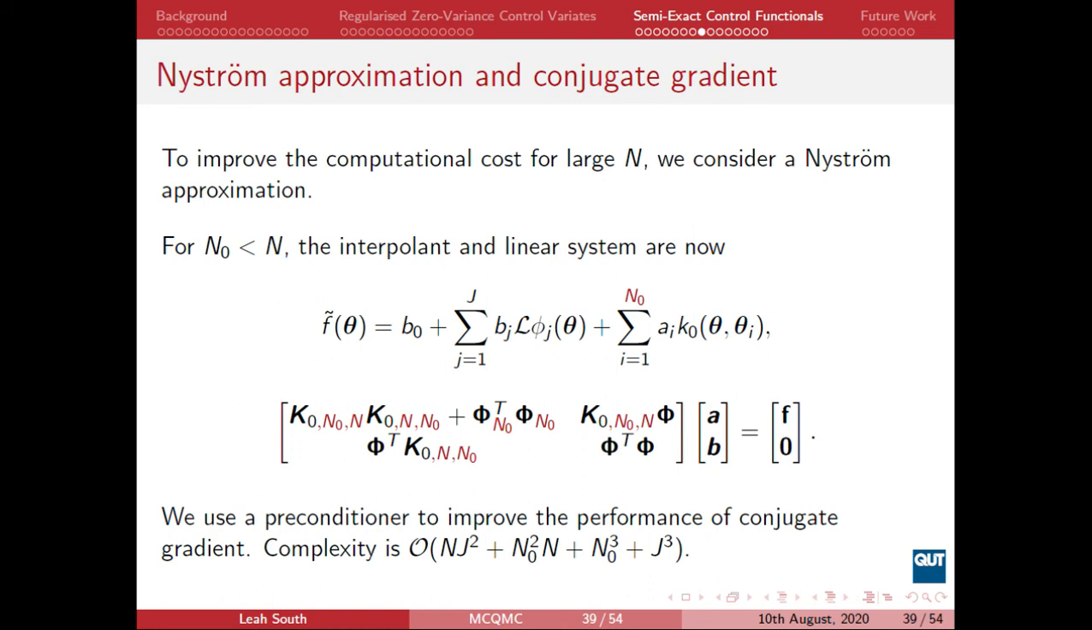Specifically, we consider a Nyström approximation, and I don't have time to go into details, but for some n0, which is less than the number of samples, we have this linear system here. I've highlighted in red the parts that are different, but our K0 matrix is now a subset of our previous K0. Then we're going to use conjugate gradient to approximate the solution of this system, and we get a complexity which is now reduced, and it's no longer cubic in the number of samples.